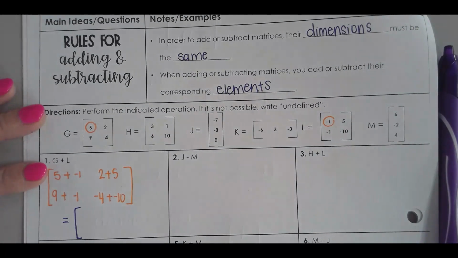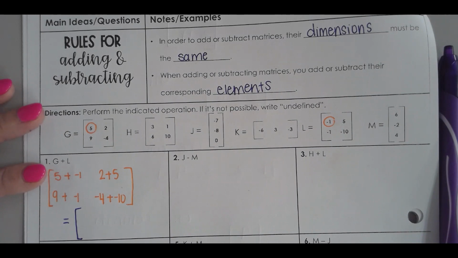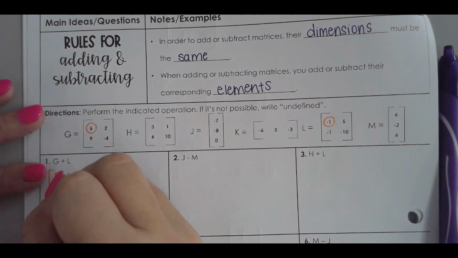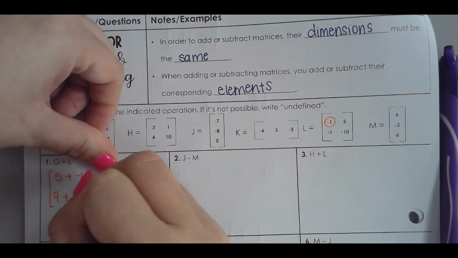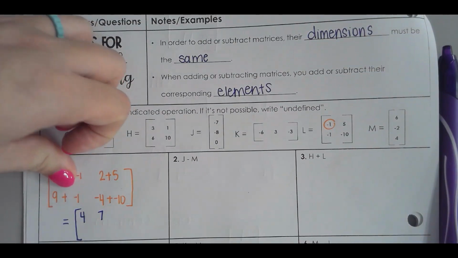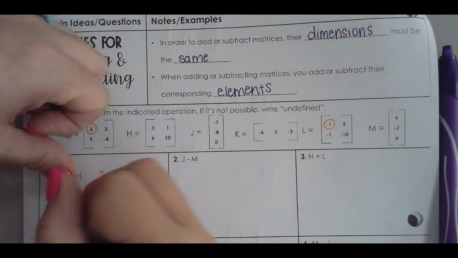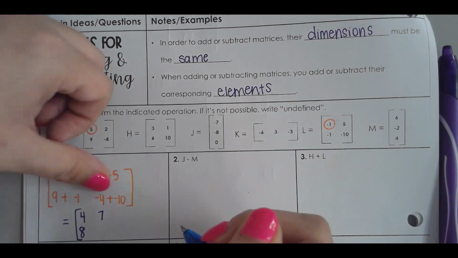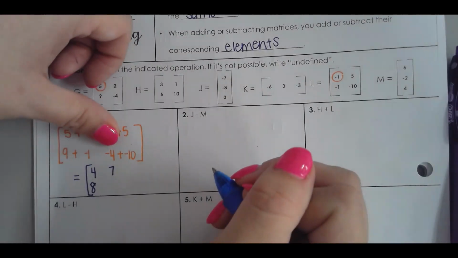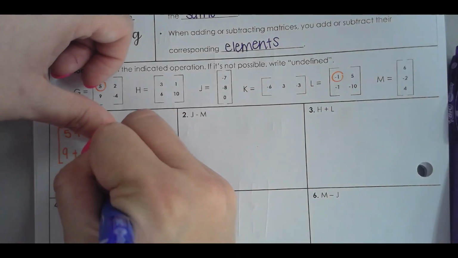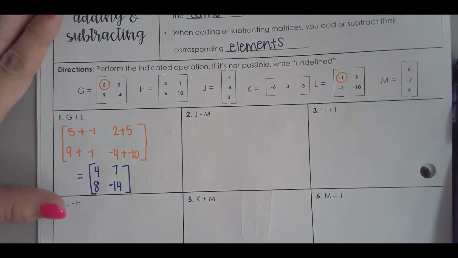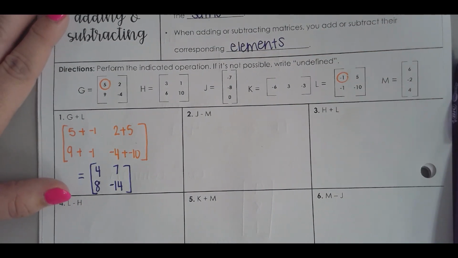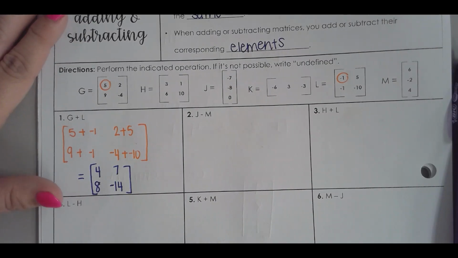What is 5 plus -1? Positive 4. 2 plus 5? 7. 9 plus -1? 8. -4 plus -10? Negative 14. Good job. And that's your answer. Not too bad. Pretty easy.